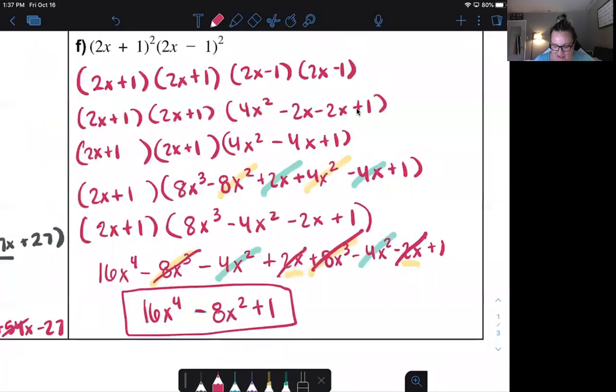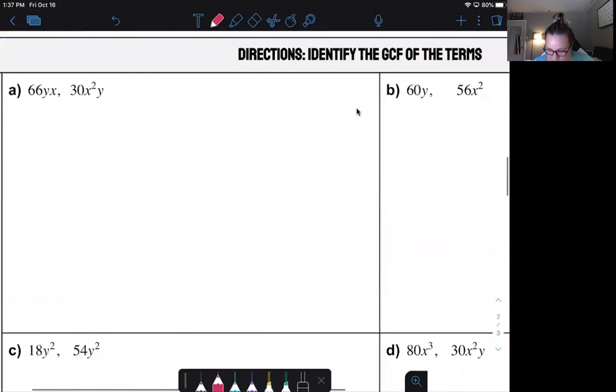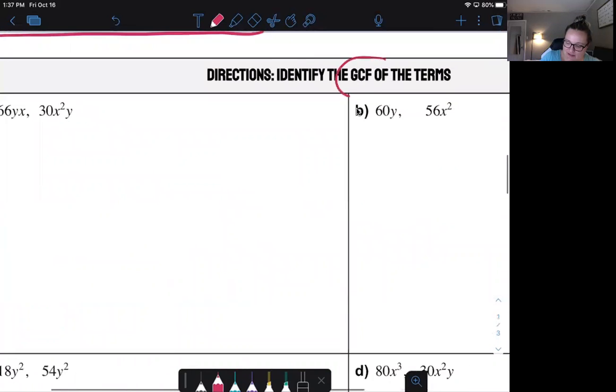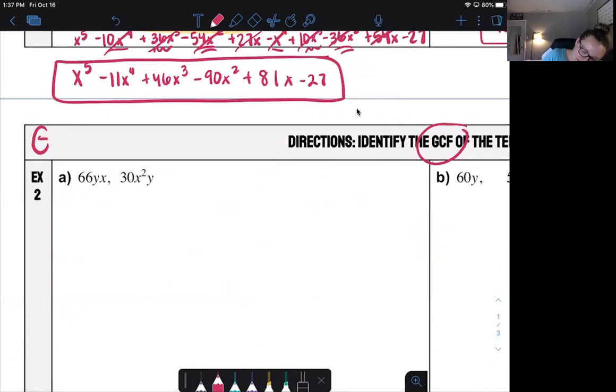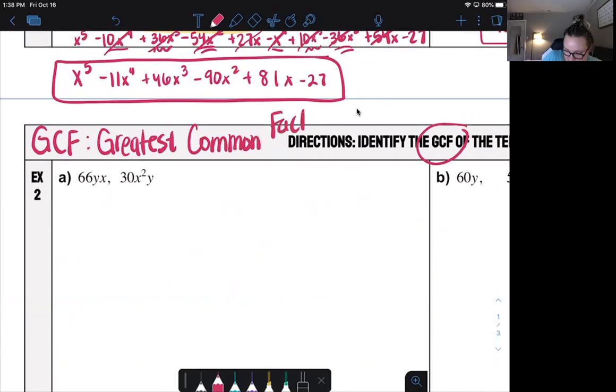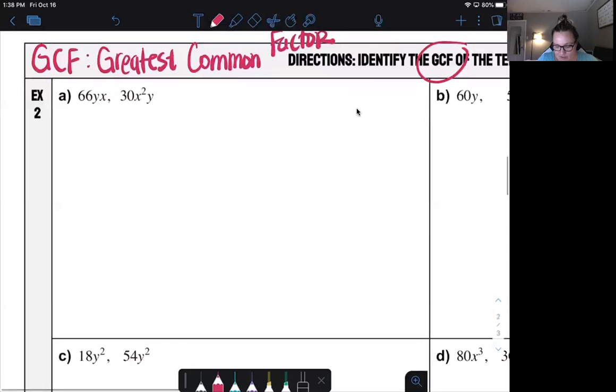All right, so that's enough multiplying polynomials today. Let's move on to finding the greatest common factor of given terms. So GCF stands for greatest common factor. So factors are just things that multiply to get a certain number. So this is how I want you to do this.